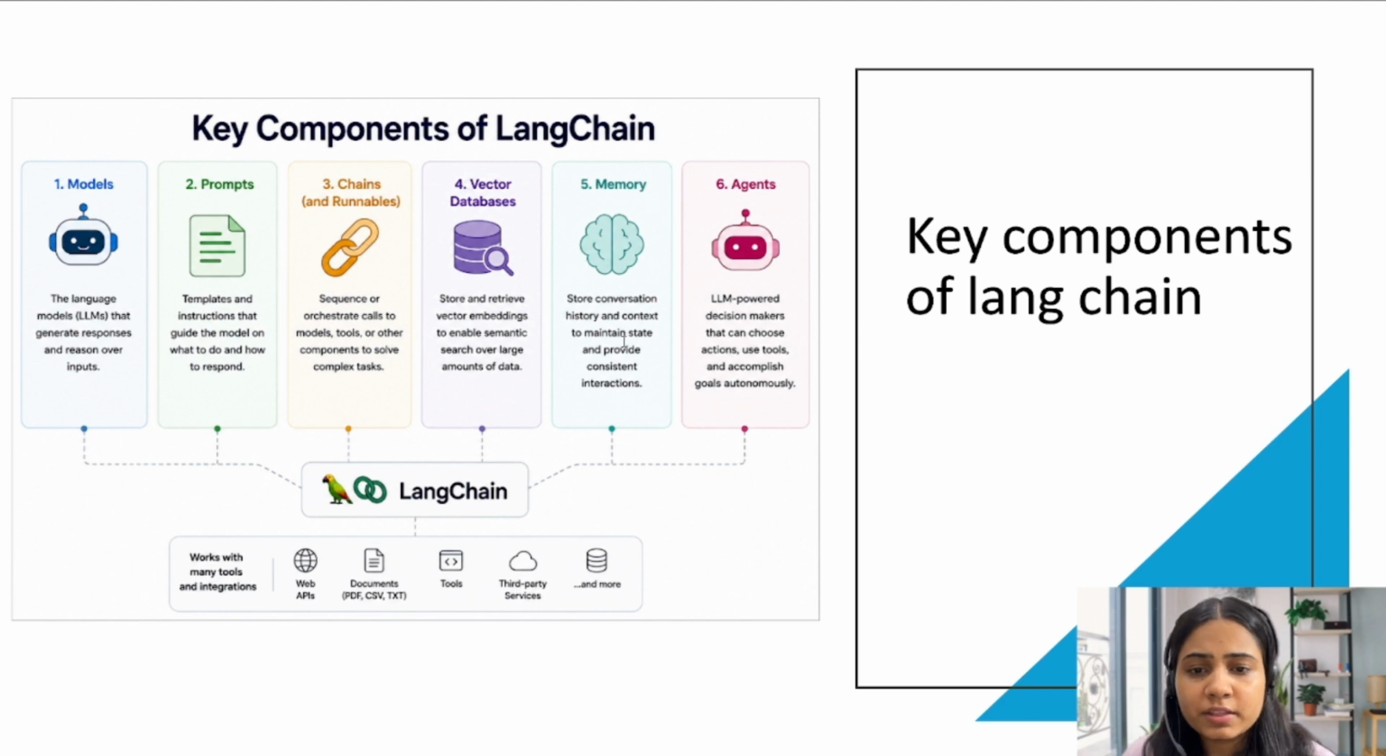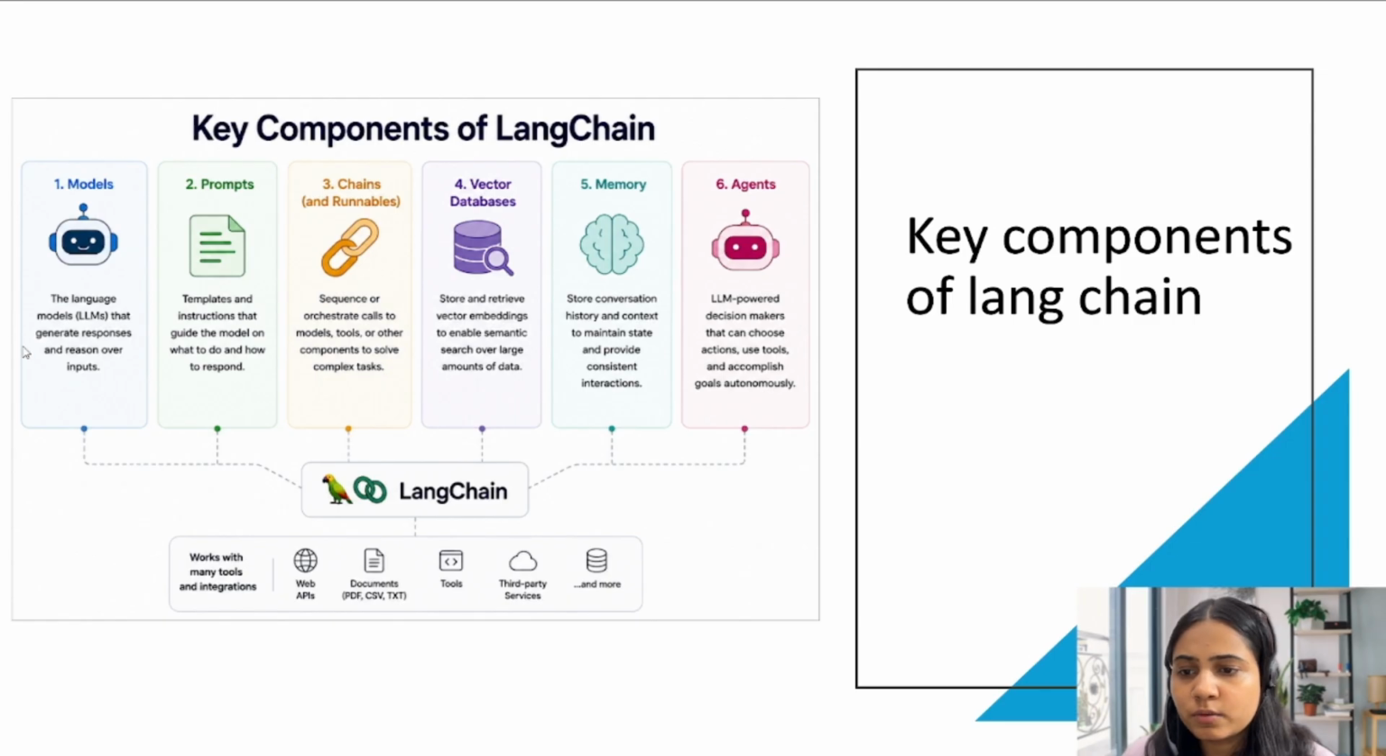Together, these components form a complete workflow for large language model powered applications. So when we use these components, they create a complete workflow. We'll understand each component one by one. These are the major components which we can see on the screen. First is model, then prompt, then chains, then vector DB, then memory, and at the end we have agents. These are the main components of LangChain.